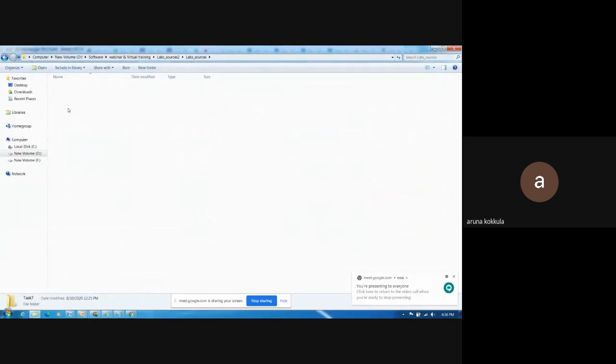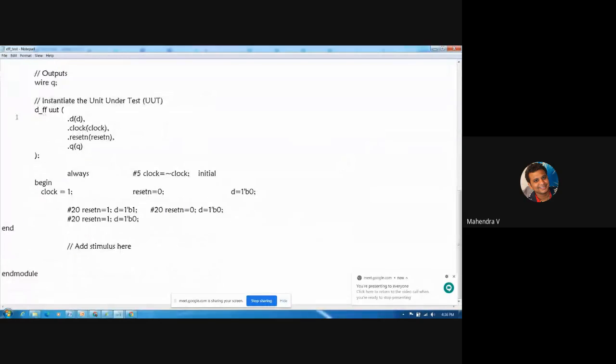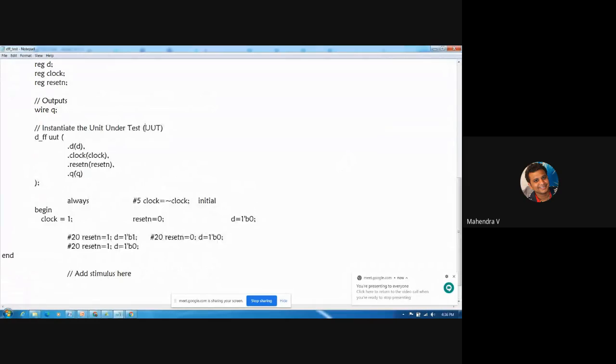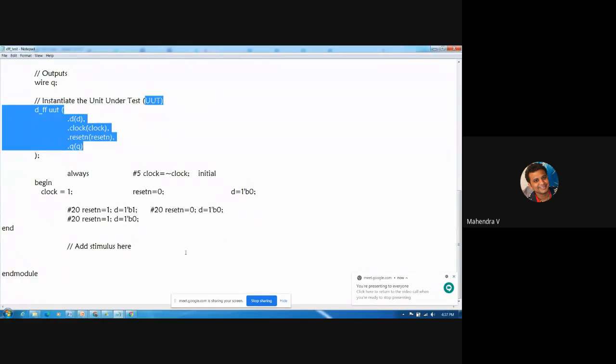In the lab source, task 7 onwards, it is sequential. Task 7 is the D flip-flop, and the D flip-flop test bench is also there. For everything you can find test benches also. Today I will be sharing some more Verilog HDL files along with the test benches. I suggest you go through these files also.